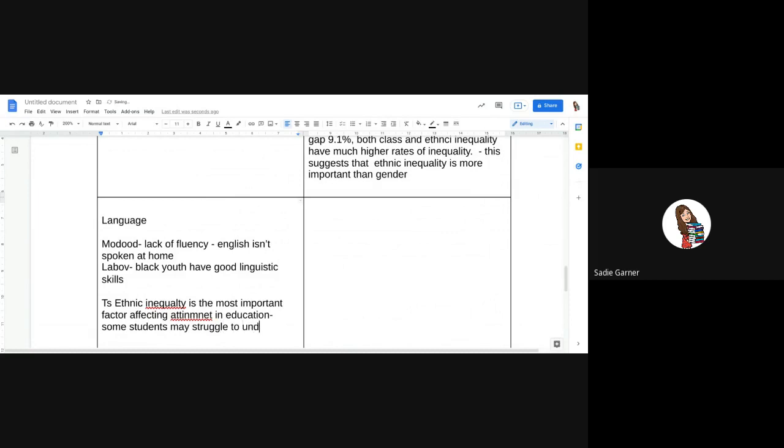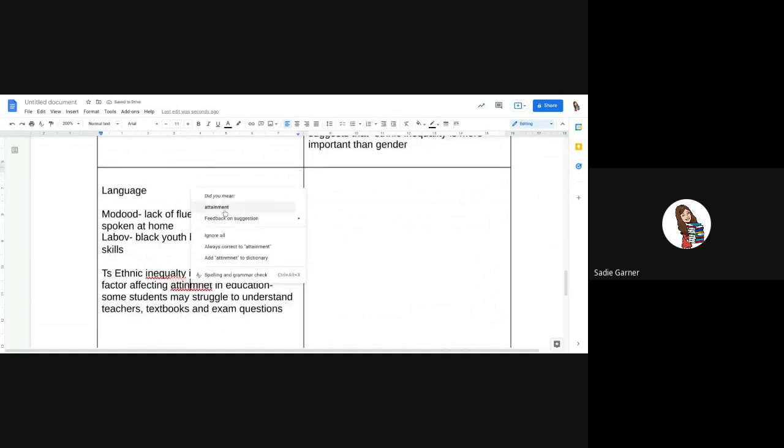to understand teachers, textbooks, and exam questions. So those of you will notice that I'm taking the usefulness that I've given you, but I'm adapting it to fit the question. That's fine. That's actually a good thing to do if it's relevant. You see how I haven't put that there at all, it can explain why some students may struggle to understand. I'm linking it that it is ethnicity that's the most important because of someone's ethnic origin, they may struggle to understand teachers or textbooks or the exam questions.